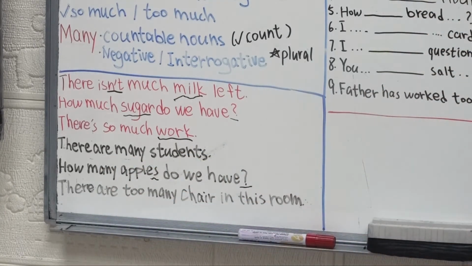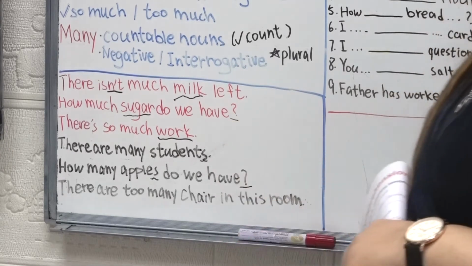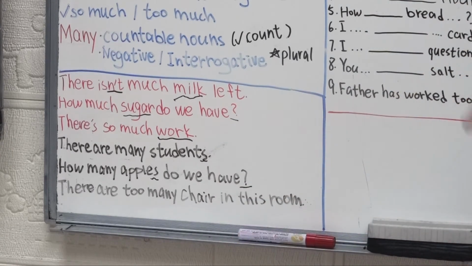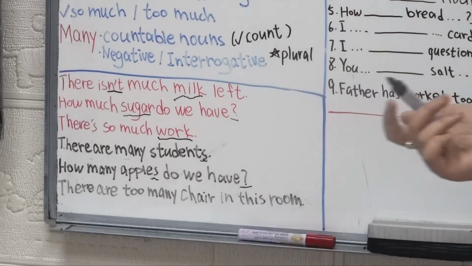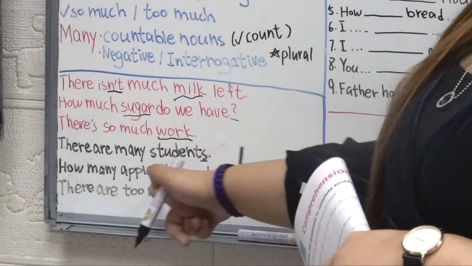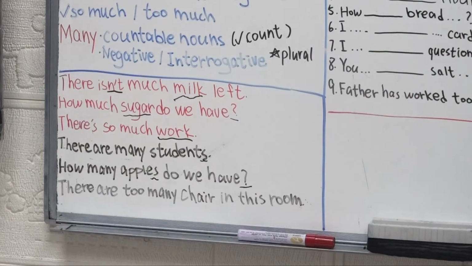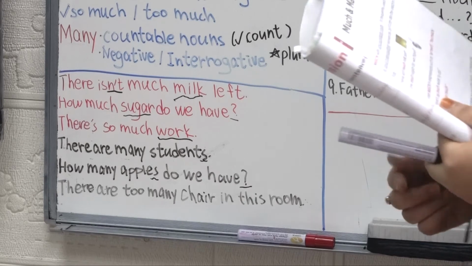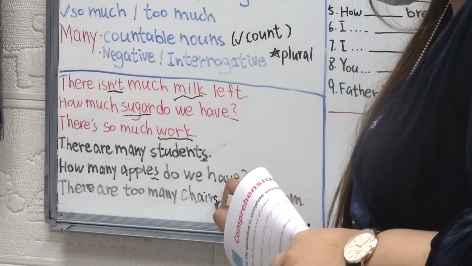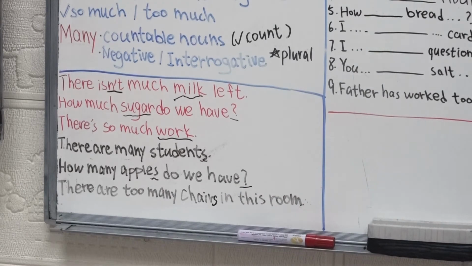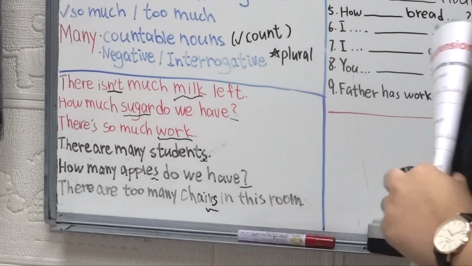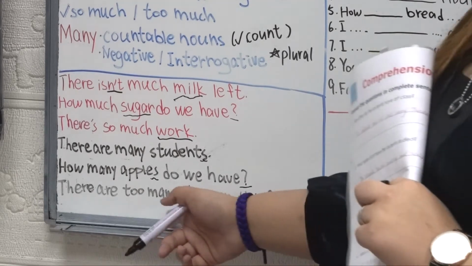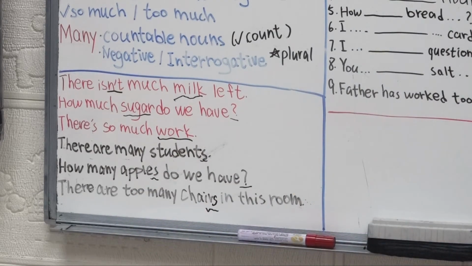Next one, the first one, there are many students. So this is what we call affirmative. Affirmative means a normal sentence, okay? There are many students. Students. Remember that. This tells us this noun can be counted, all right? It can be used in a plural form, students, apples. That's why we use many, okay? Next one, there are too many chairs in this room. Chairs. It tells us this thing we can count. That's why we use many, okay? Just keep that in mind.